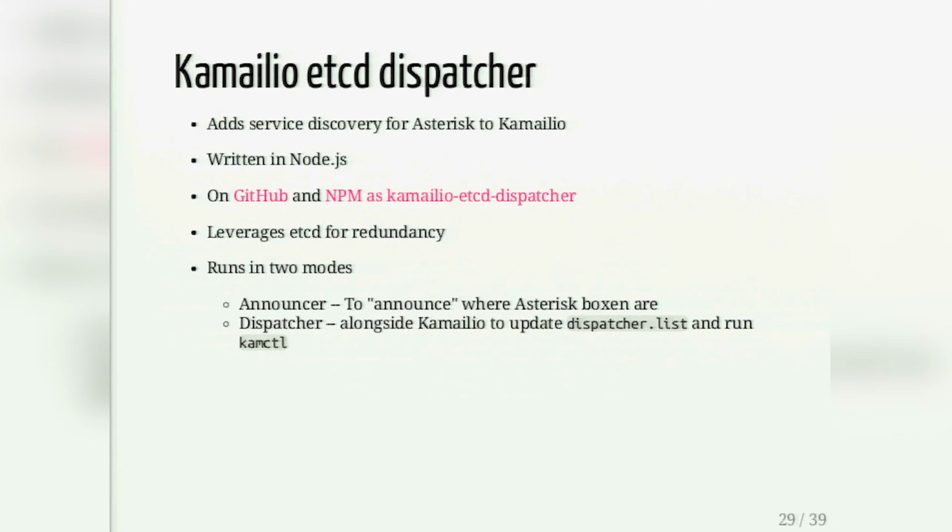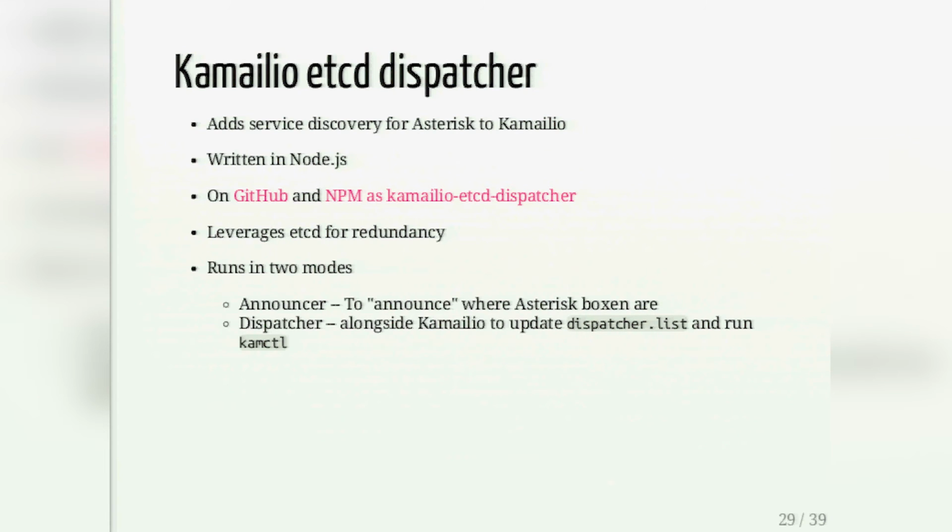However, it's not complicated. It's probably something that you could also write for yourself in an afternoon in Bash. It's not a big deal, but there are certain things I wanted it to do that I just put a little bit more time into, especially in terms of continuous deployment. I'll talk about that a bit in a minute. It essentially runs in two modes. One mode is an announcer, so the Asterisk can announce when it arrives, and then it runs in another mode where it's a dispatcher that sits alongside Kamailio to detect when Asterisk has come up.